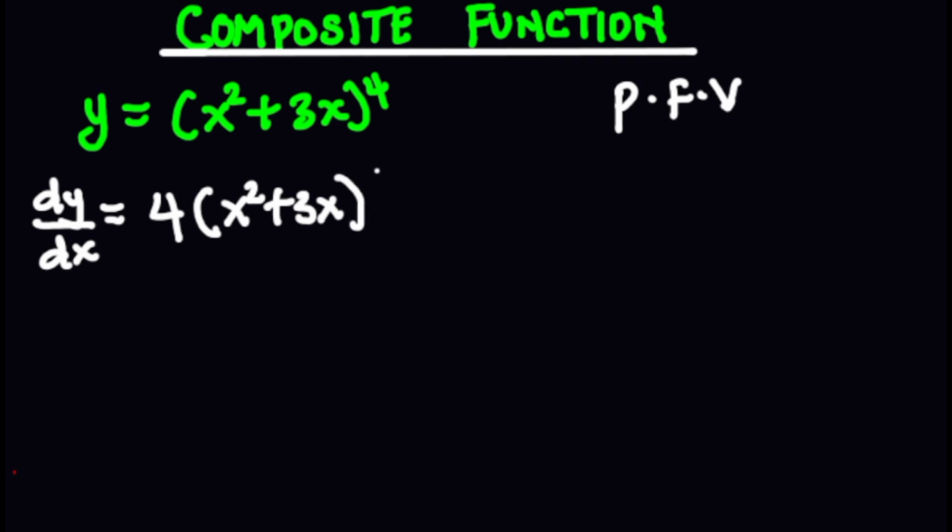Then raised to the power of 3, because you're going to subtract 1 here. So I'm going to have 3 multiplied by, I'm not having any function here, so let me just differentiate the variable. I'm going to add the variable to be 2x plus 3. That's what I'm going to have.